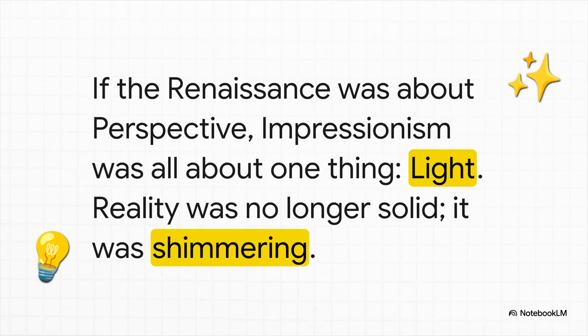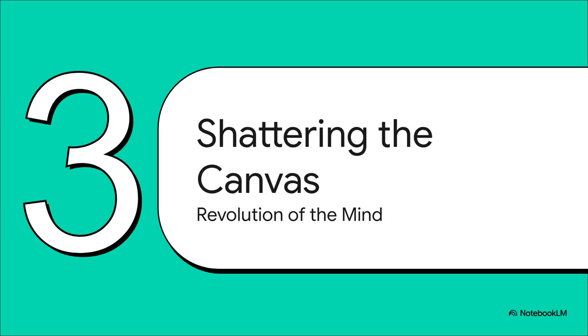They were fanatics about it, how it changed from moment to moment, how it reflected off surfaces, how it created color and mood. They actually left their dark studios, went outside, and used these quick, messy, visible brushstrokes to try and catch the light as it moved. Suddenly, reality wasn't solid anymore. It was shimmering. So we've gone from painting a perfect reality to painting a fleeting feeling. But the next leap, wow, it's even bigger.